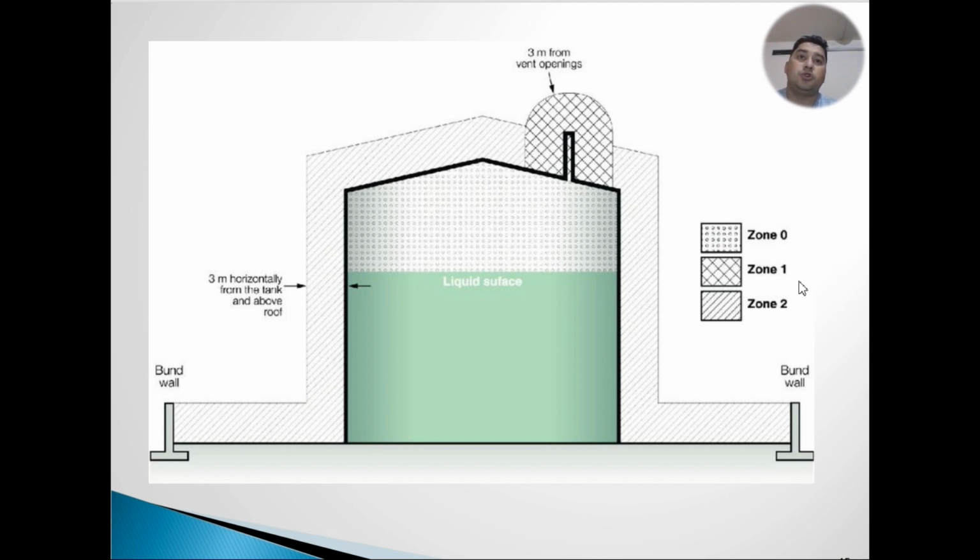And there is zone 0, zone 1, and zone 2. So this is the zone 0. Why? Because this liquid will remain here continuously. It won't go from here. After that we have the zone 1. Why? Because the gases and vapors will come from here and go to the vent. So that's why it's zone 1. Then we have the zone 2. If any release or leakage happens from the vent, then it will go to the outer area. So this is the zone 2.